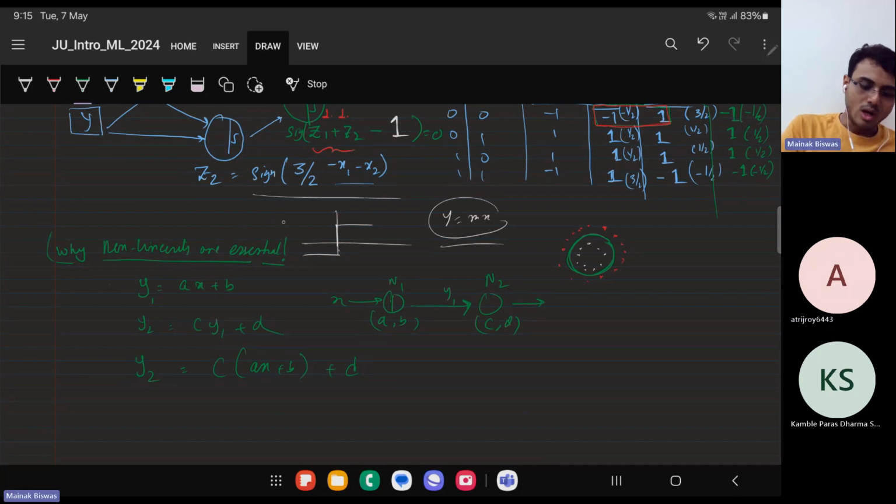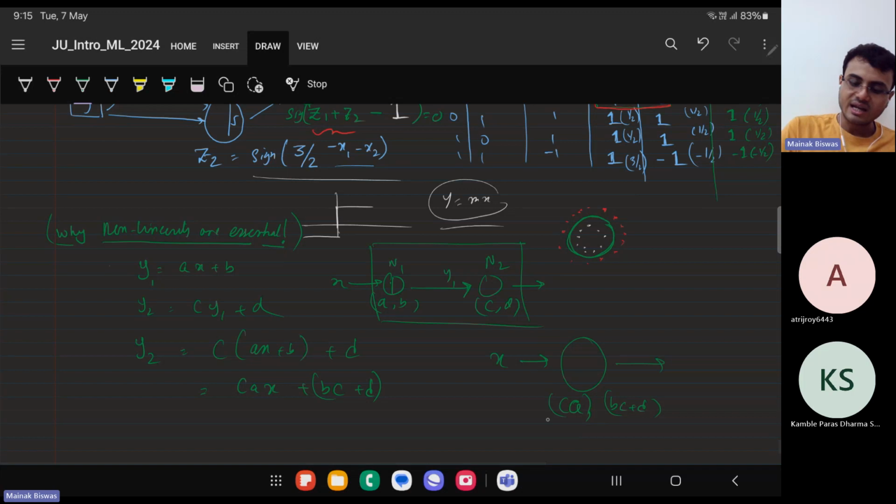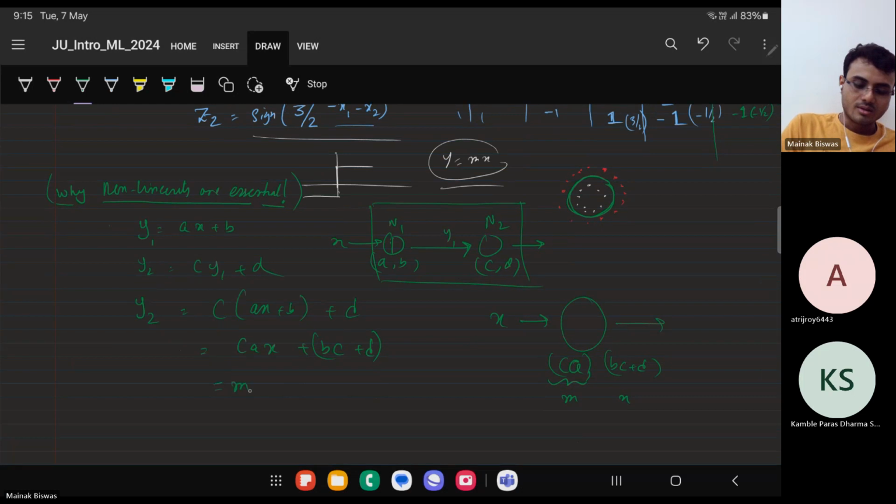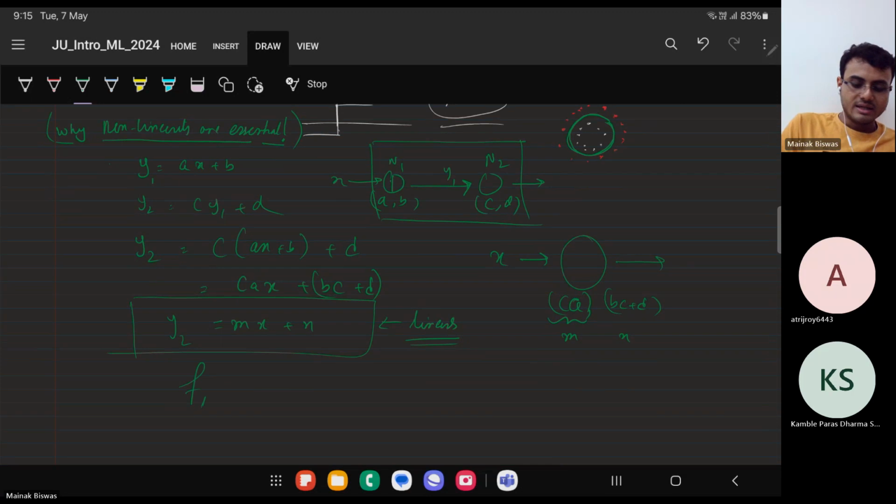Yes. So what does it mean? It means cax plus bc plus d. This is essentially equivalent to saying x is an input to a neural network which has ca as weights and bc plus d as the biases, which again you can relabel as m and n, right? So this is again linear, right? A linear function of a linear function is a linear function.